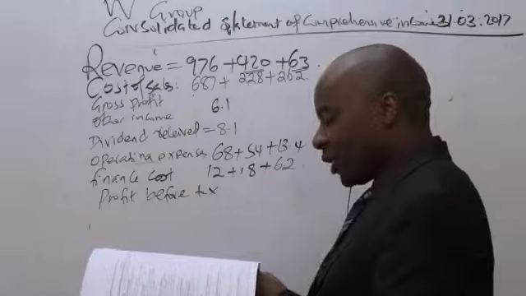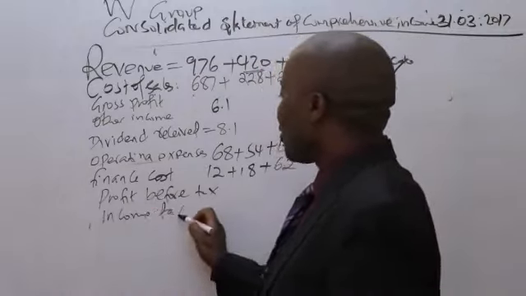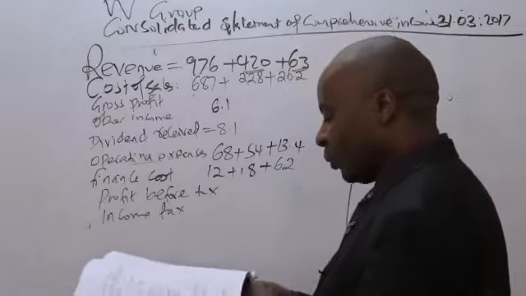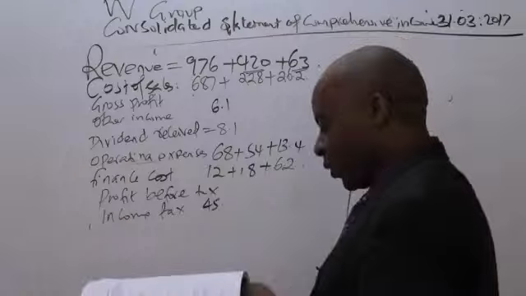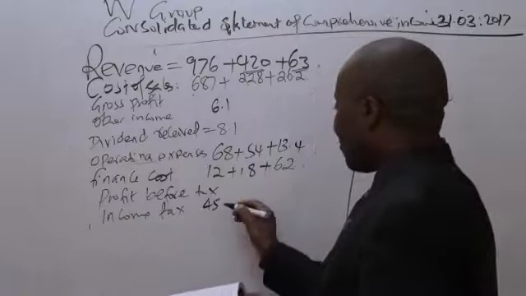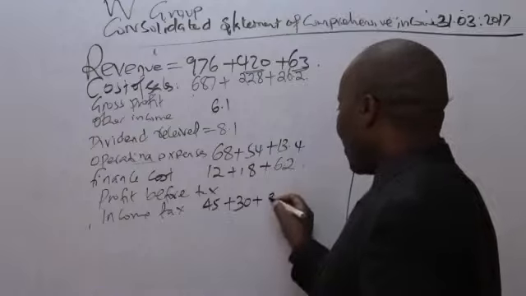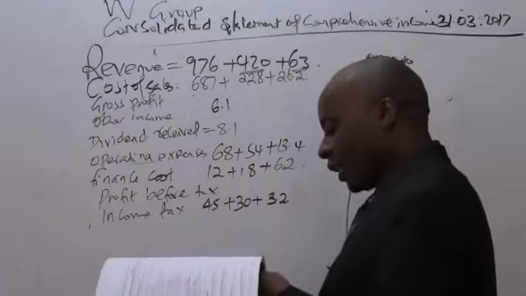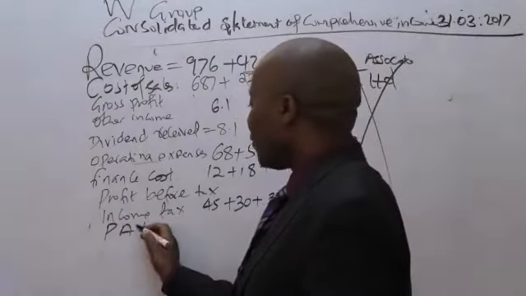After profit before tax, I have the income tax expense. The income tax, I'm simply putting them together, I'm consolidating. Income tax is 45 plus 30, and then I have 3.2. And then of course I'll have what we call profit after tax.